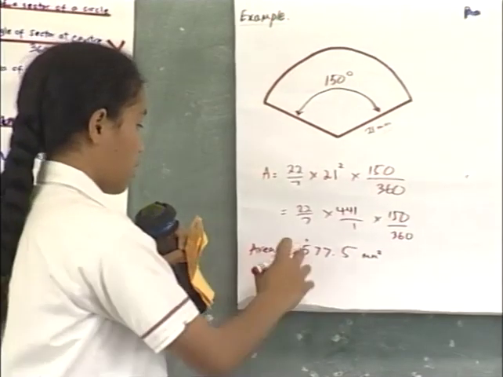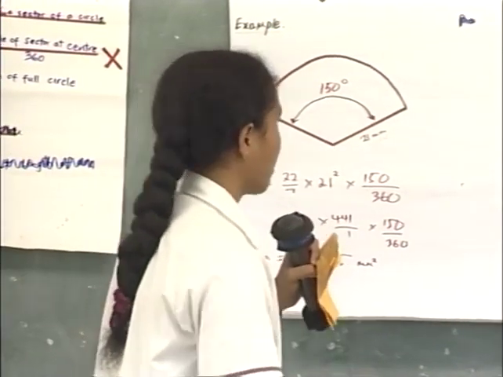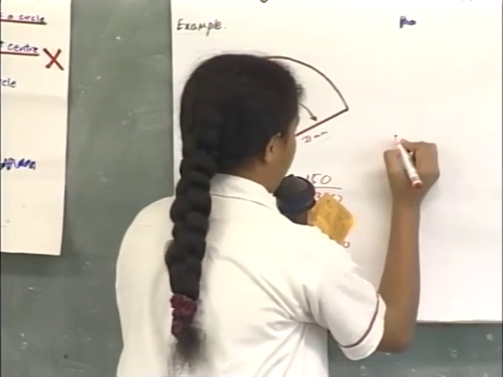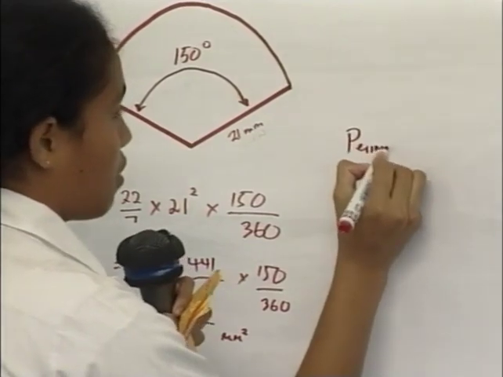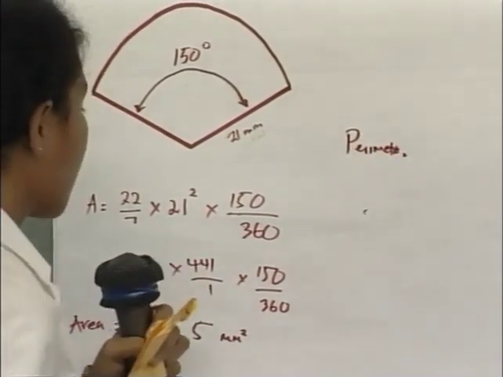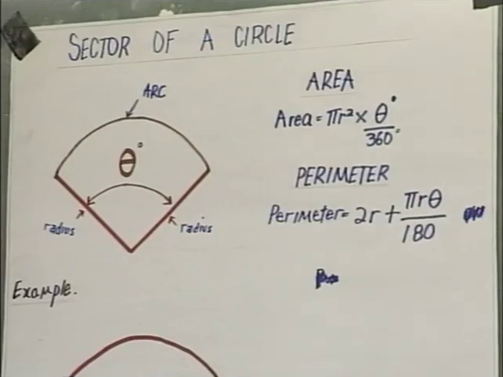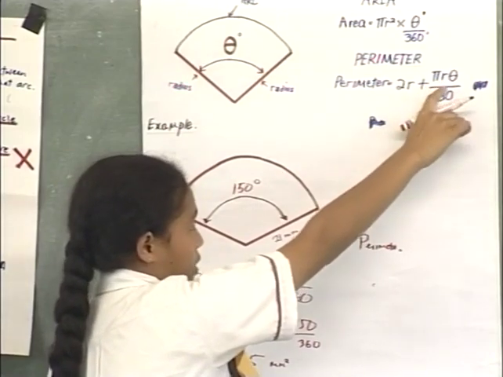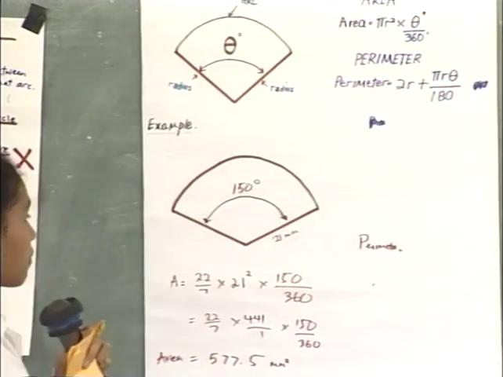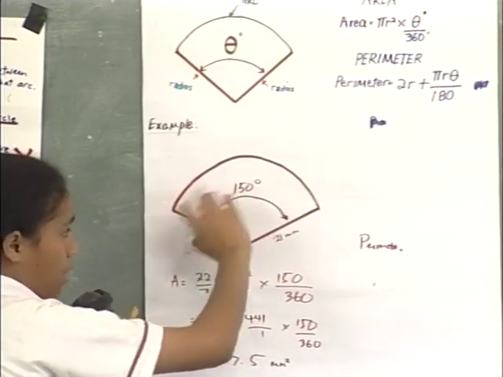because all square units are used for area. Okay, for the perimeter, the formula says 2 multiplied by the radius plus pi multiplied by the radius multiplied by the angle at center over 180. This formula can also be used to find the arc or the length of the arc.